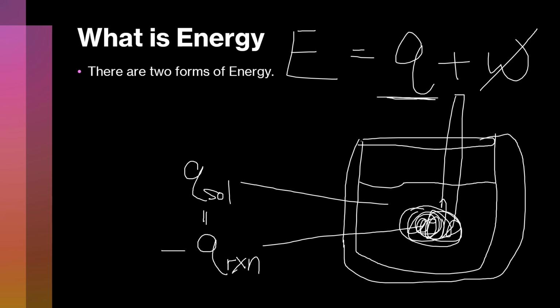Whenever your reaction is releasing energy into the solvents, into your solution, we call that exothermic. And whenever it takes energy from your solution, we call that endothermic. So over here, I'll write it more clearly. We're going to have heat of solution equal to negative heat of reaction.